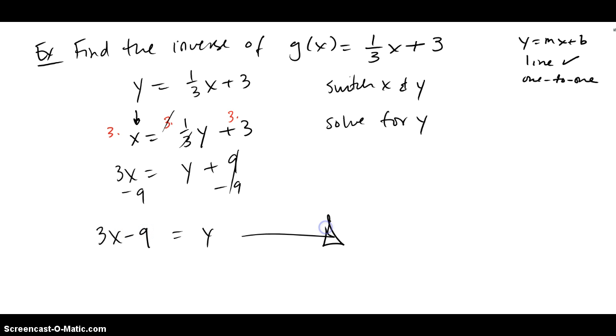So there is my inverse. G inverse of x, since my original function was a g, is actually 3x minus 9.